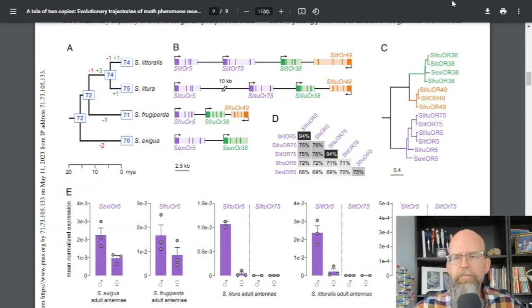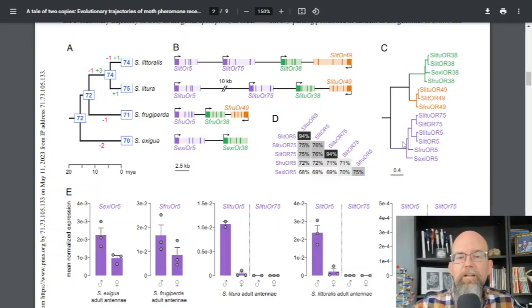The species relationships. Olfactory number 49, only three species have that. The other one doesn't have it. But the relationships between those, they're also very similar to one another. Now we come to why are the 75 and the 5 both purple?